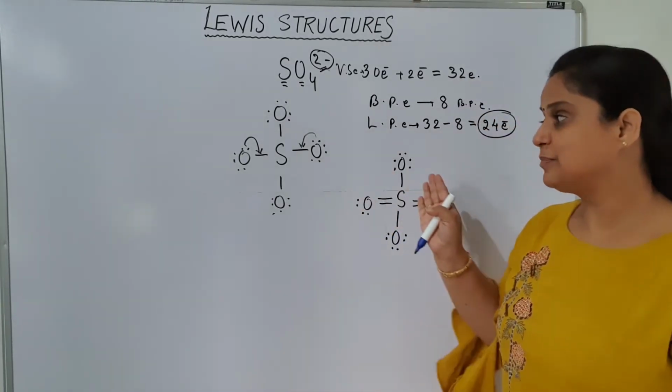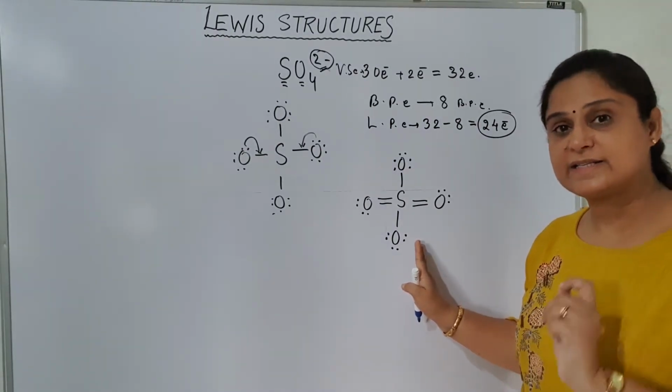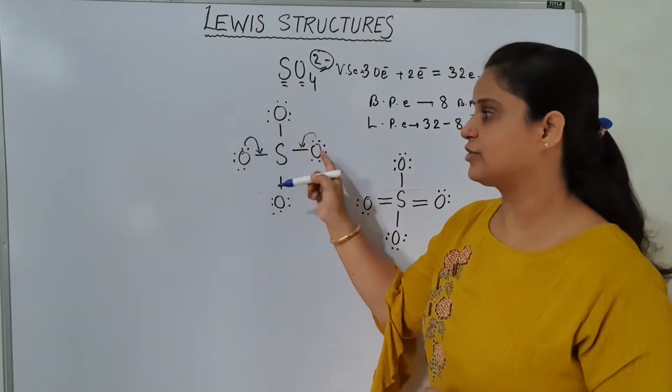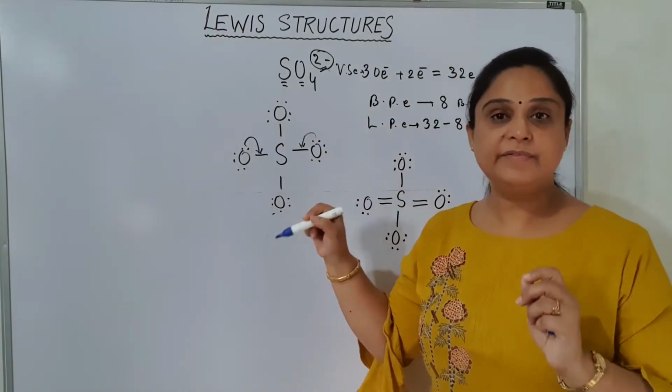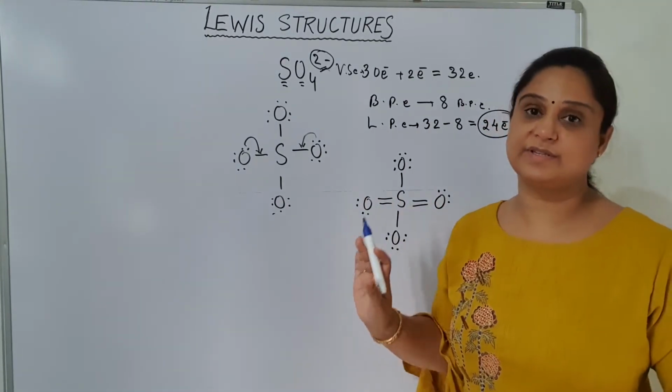That is why we can predict that this should be the structure, and this structure is acceptable when the oxygen gives its lone pair of electrons to this sulfur. But if we accept this structure, we have to see that sulfur is not satisfied.